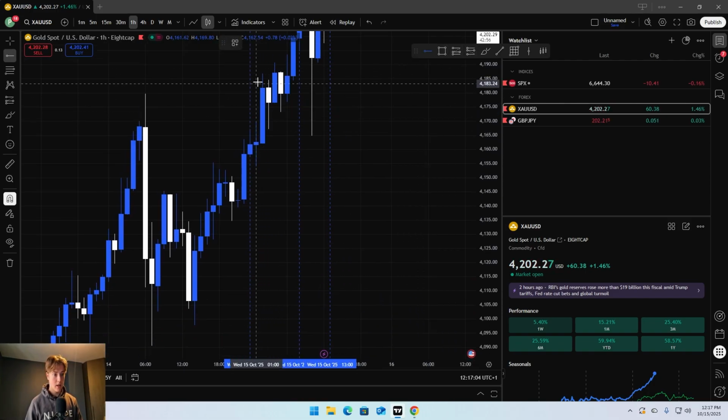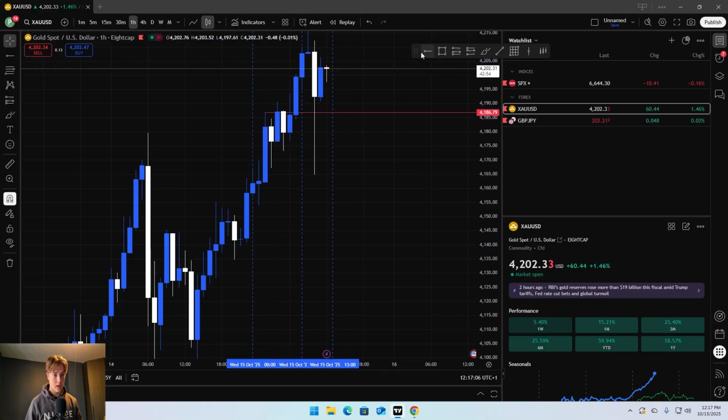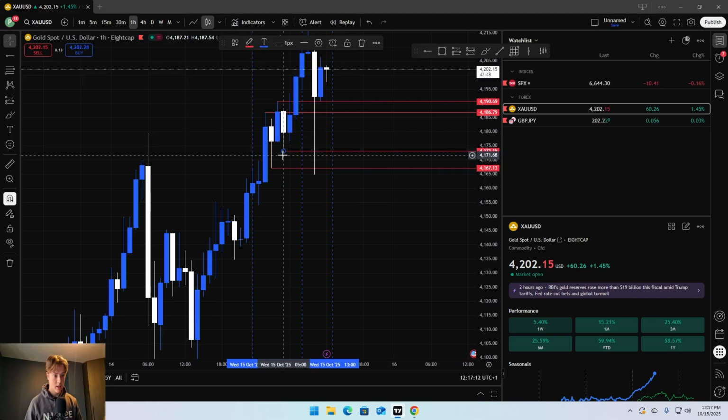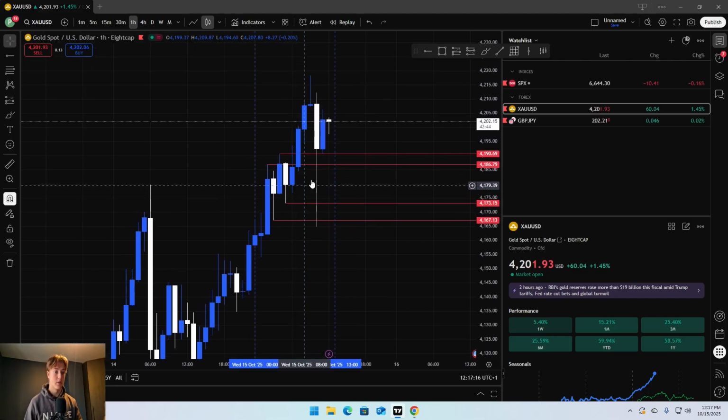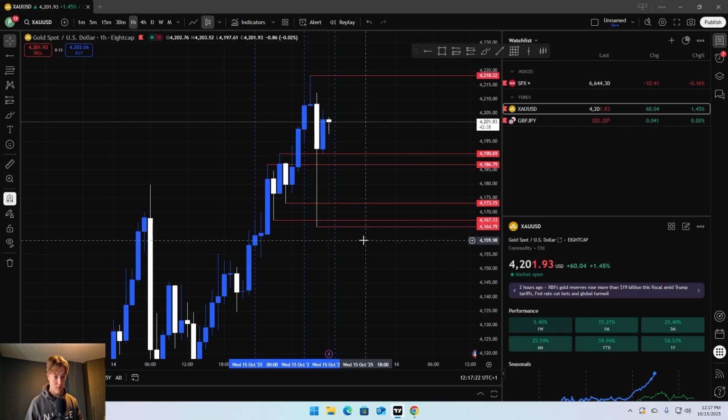So the Asian session high is that one. Asian session low is that one. Asian session high is that one. Asian session low is that one. And then London session high, London session low. That's a huge way down, as we can see. A huge way down over here.